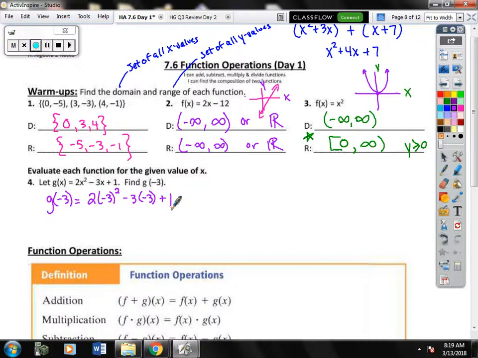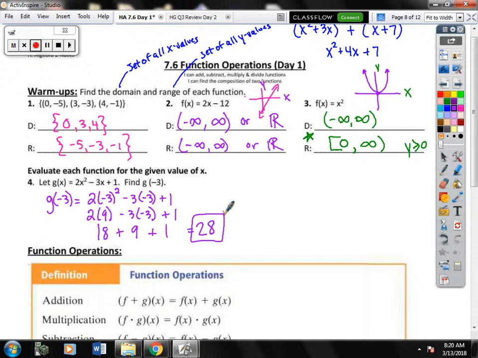If you're doing it by hand, which we should all be able to do by hand, you want to make sure you're doing order of operations first. And we'll get 18 plus 9 plus 1, which will get us 28. If you're using your calculator, make sure you use parentheses appropriately, or you could store -3 in for x, and then you could type in the x functions.